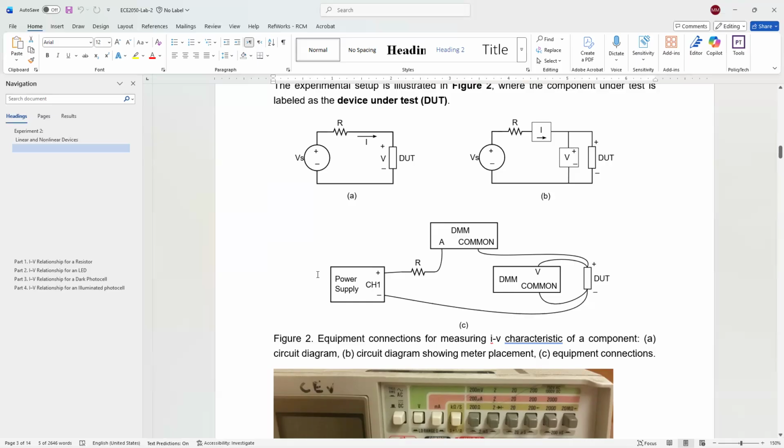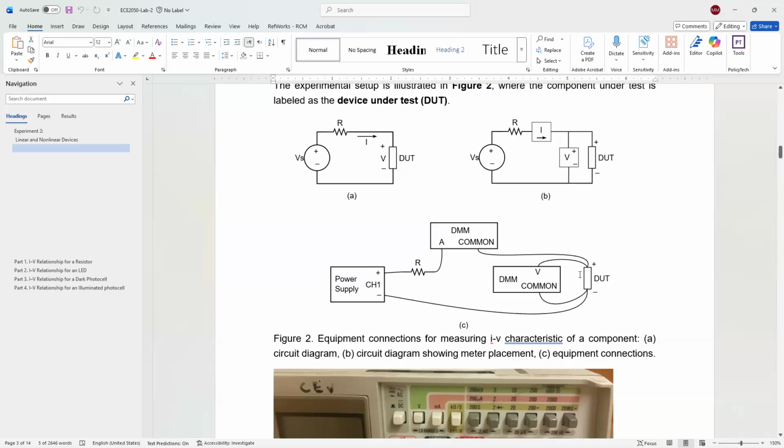So this is the power supply with this one here. Okay. This one here is actually resistance. This one's the same resistance as this one. And then we are going to put a meter here. DMM. This one is going to be used like a meter to measure the current. And then we are going to connect here a voltmeter, which is parallel to the DUT here, to measure the voltage.